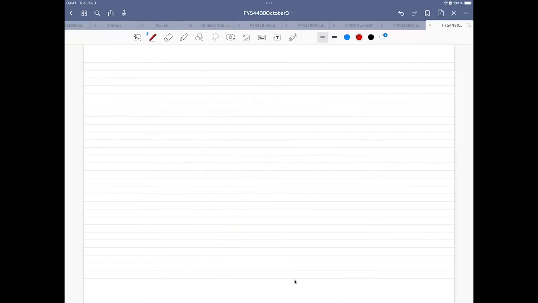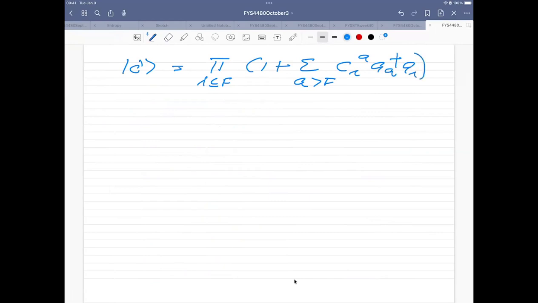So it means now that I can actually rewrite this Slater determinant simply as this product over i less than F of 1 plus the sum over A larger than F, with C_iA a†_A a_i, and this acts on the reference state, which is now our Hartree-Fock state.